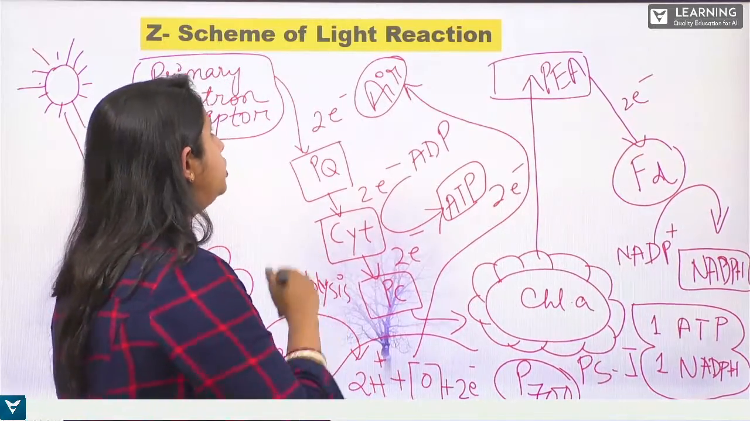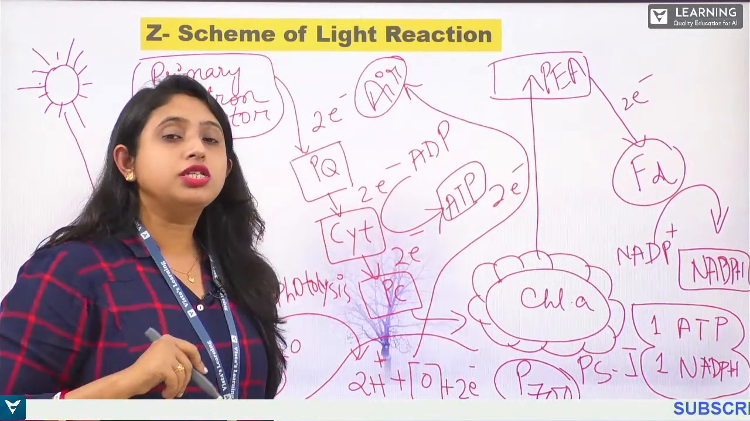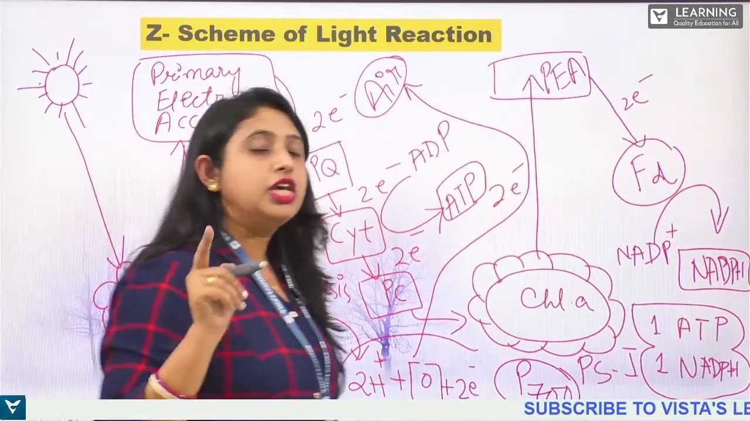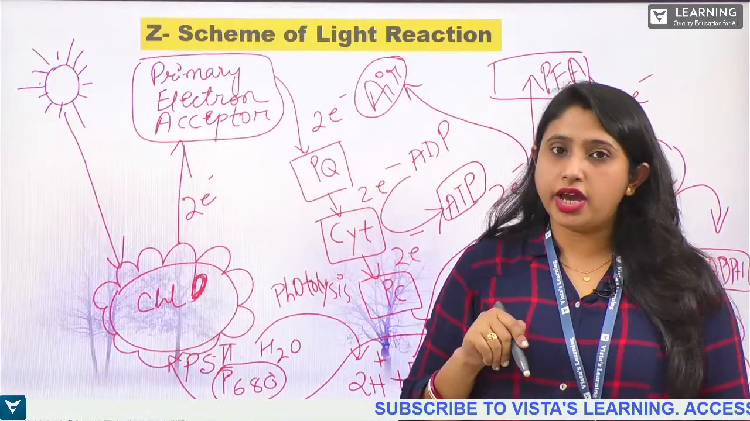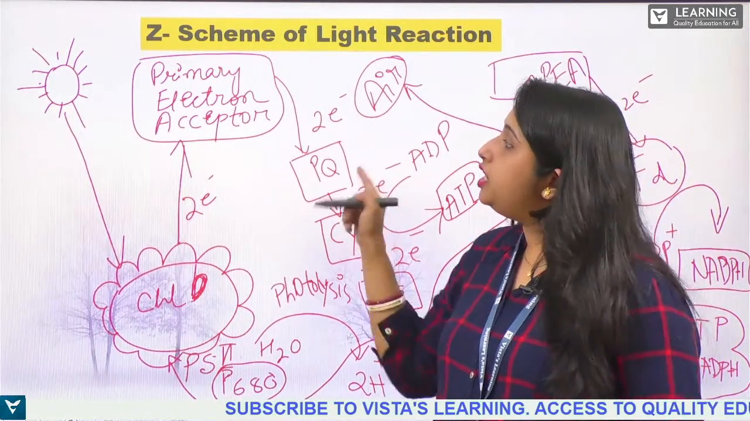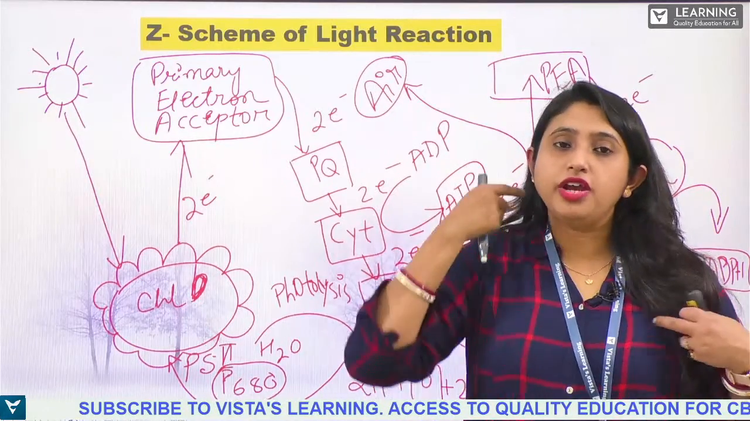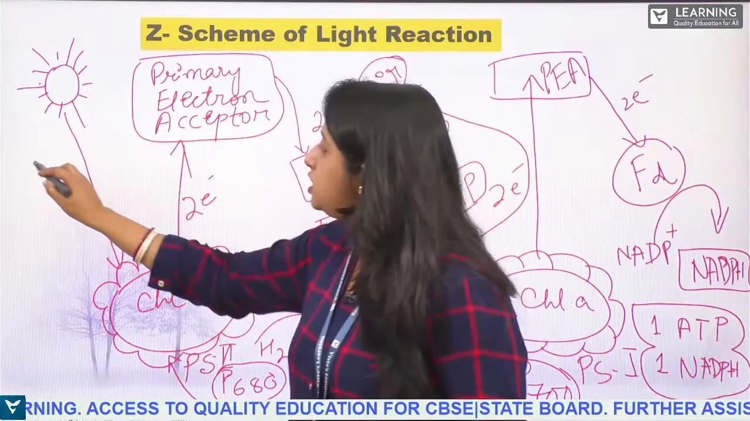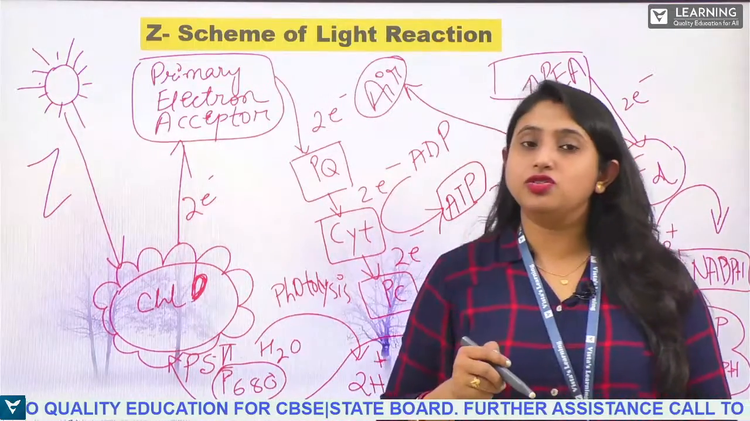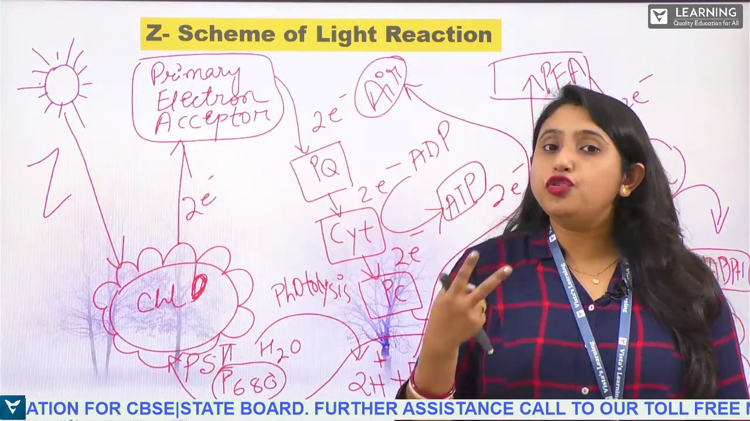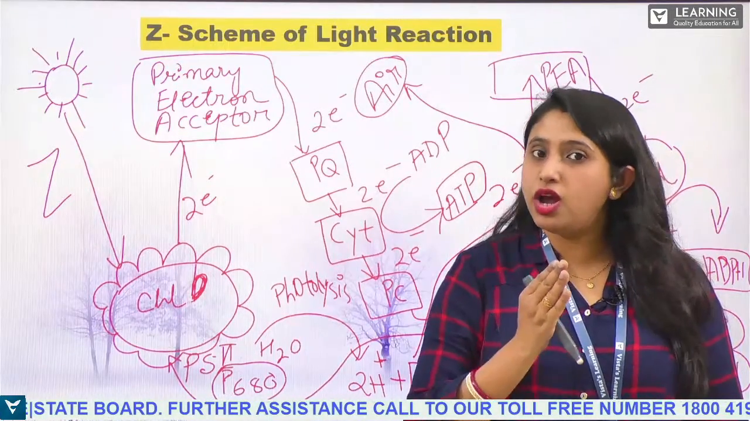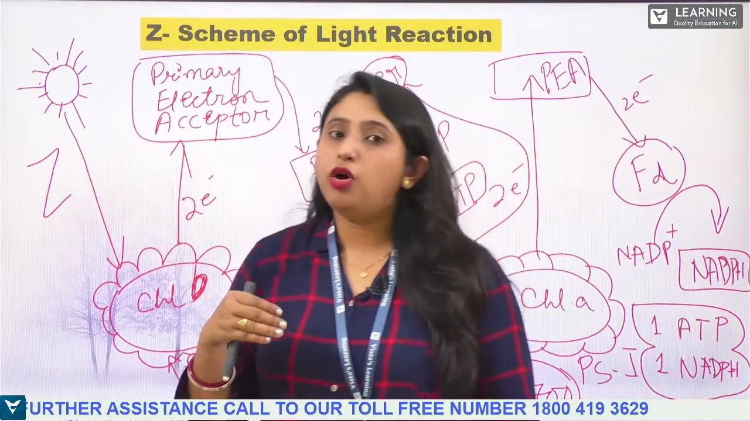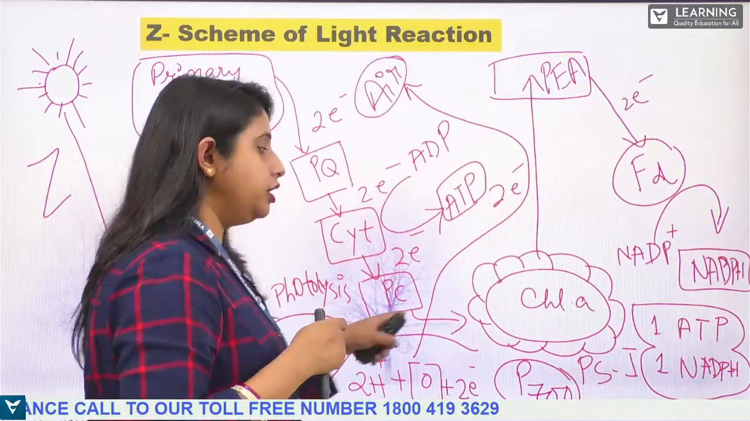So this is how the non-cyclic photophosphorylation works. What happens in this reaction? As you can see, it involves two photosystems, right? Non-cyclic photophosphorylation is a Z scheme. See, this looks like a Z, right? So it's a Z scheme, and here two photosystems are involved, photosystem 1 and photosystem 2. Both the photosystems are involved here, isn't it?